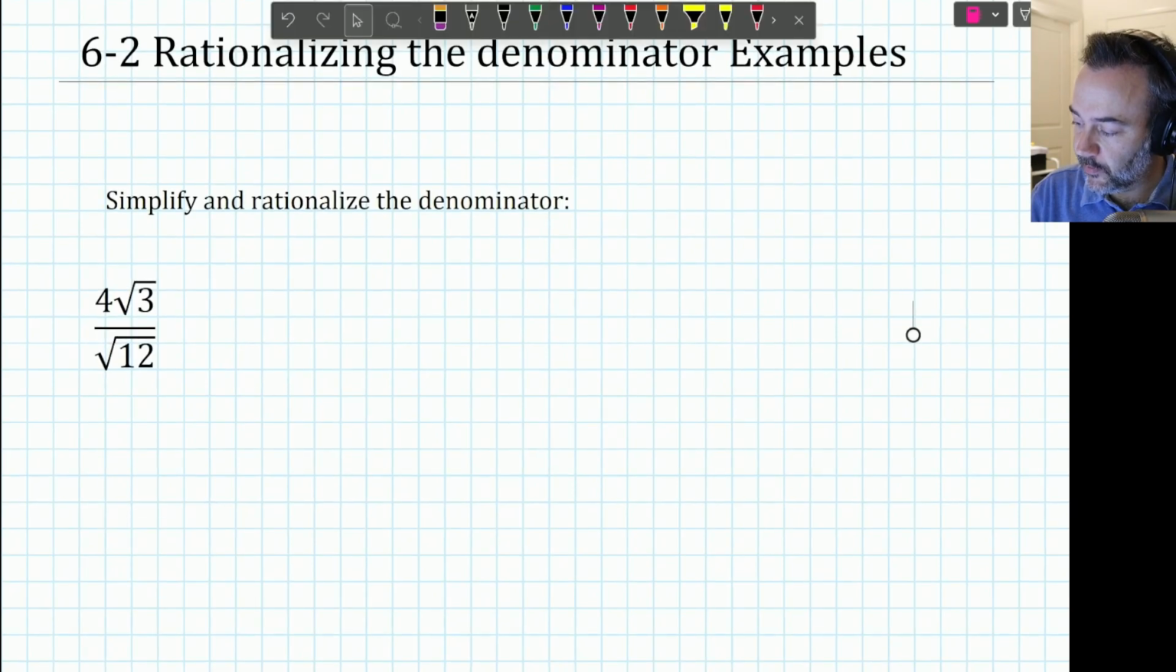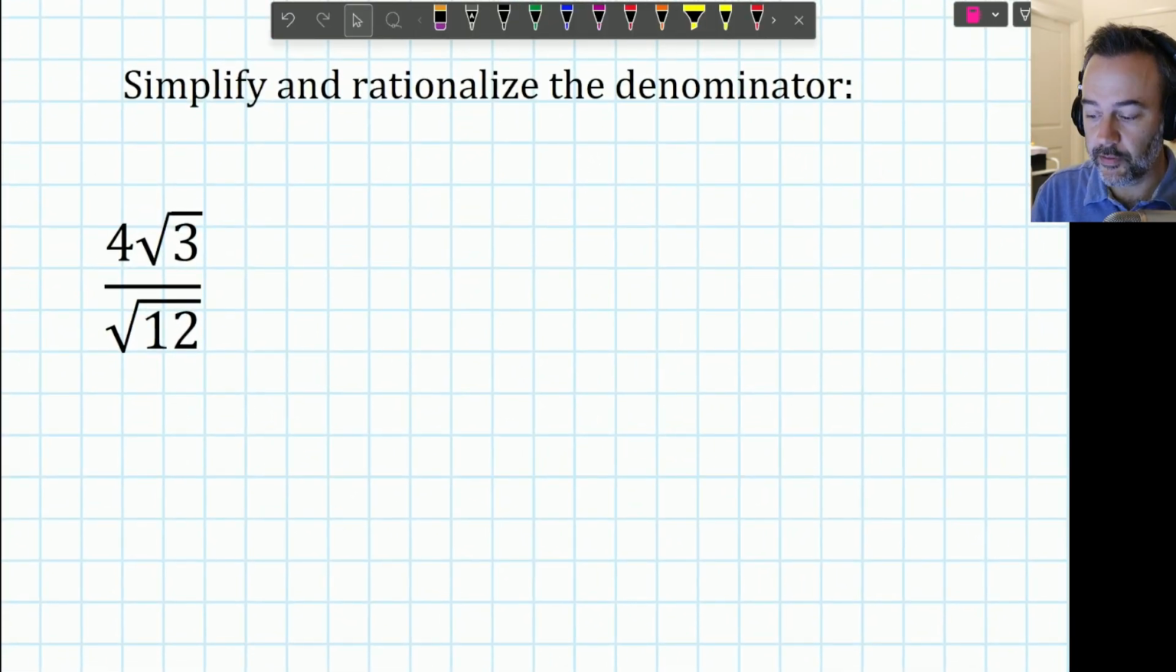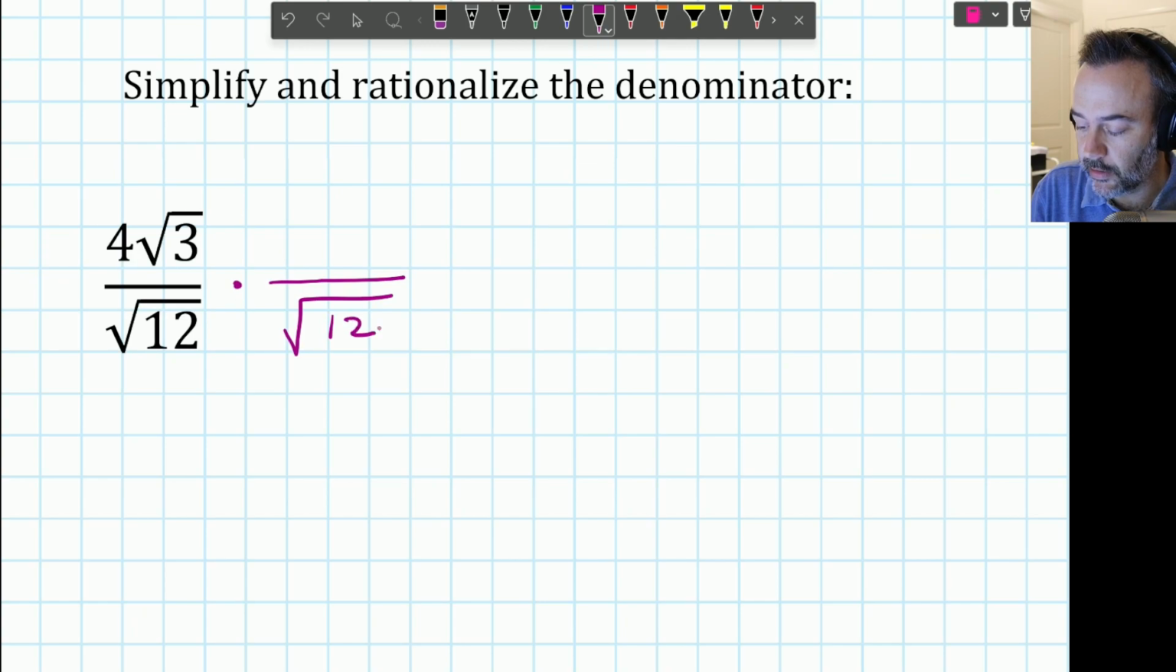Okay, so first, when you are rationalizing the denominator with square roots, the key is we want to get the denominator to be rational. And when you have square roots, it's quite easy. The trick is multiply top and bottom by the square root that you see in the bottom.